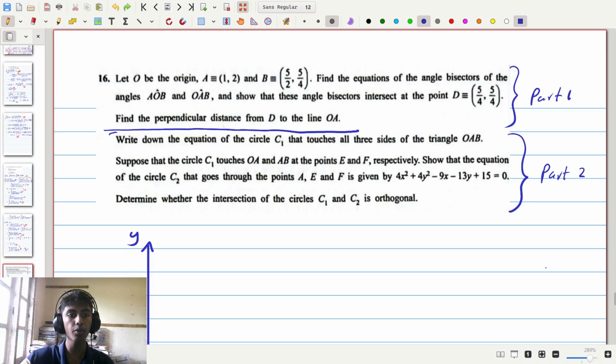And the next 4 lines of this question have been broken into Part 2, which I will be discussing in the next video, link in the top right. Part 1 has to do with straight lines on the coordinate plane.